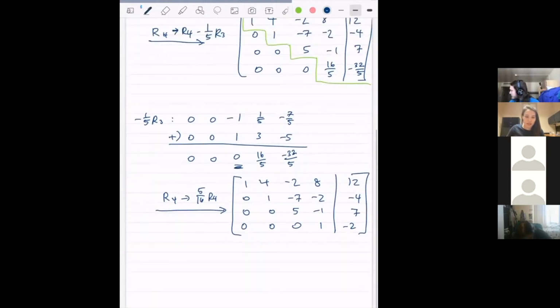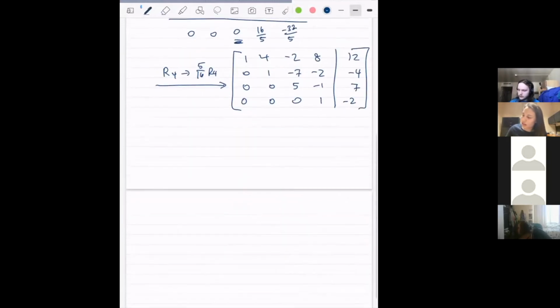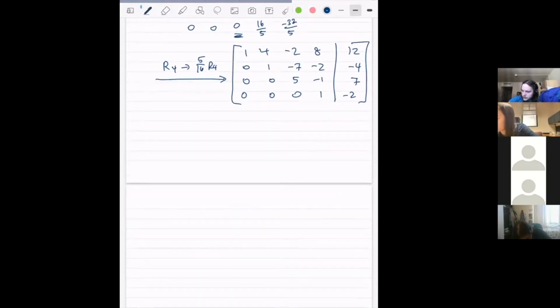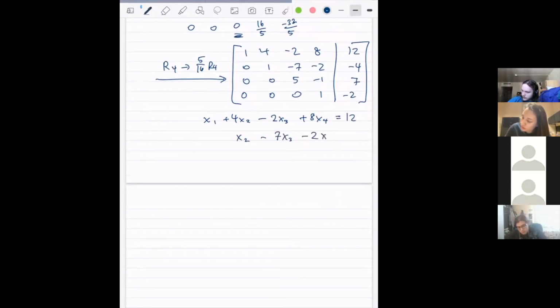So now we have it in this form. And like I said, we can use back substitution. So I'm just going to write out what the system of equations will be using these coefficients. Equals 12. We then get x2 minus 7x3 minus 2x4 equals -4. We get 5x3 minus x4 equals 7, and then x4 equals -2.